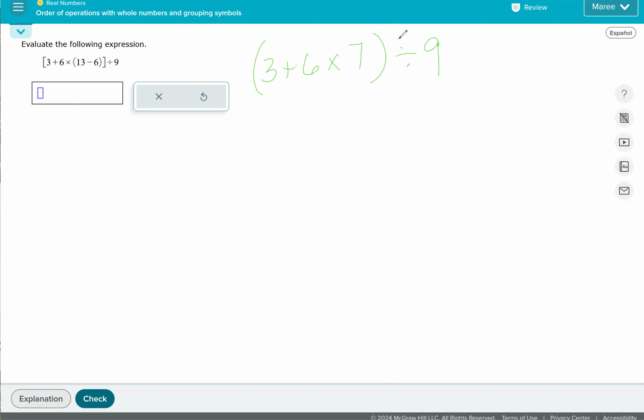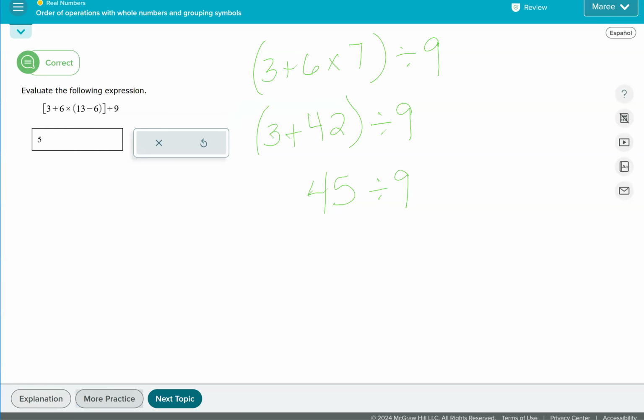And in our order of operations, we want to do multiplication before we add. So we keep our 3 plus, and we do 6 times 7, which is 42. 3 plus 42 is 45 divided by 9, which is going to be 5. Okay, that is the end of the lesson.